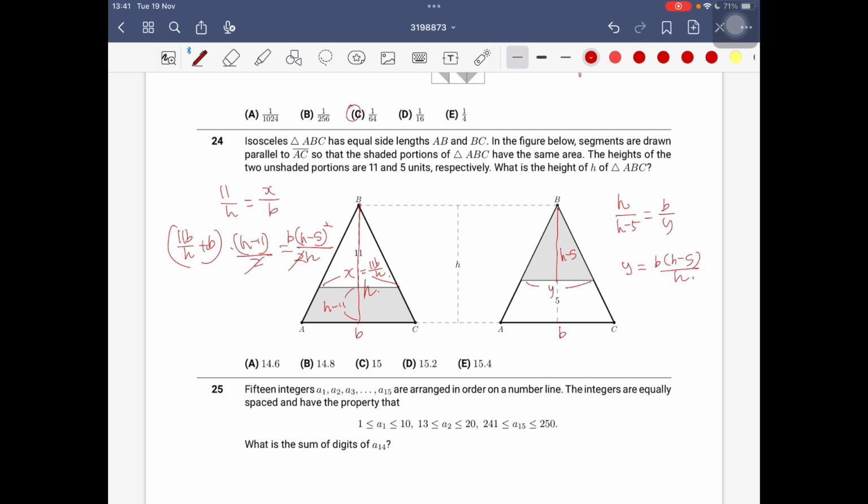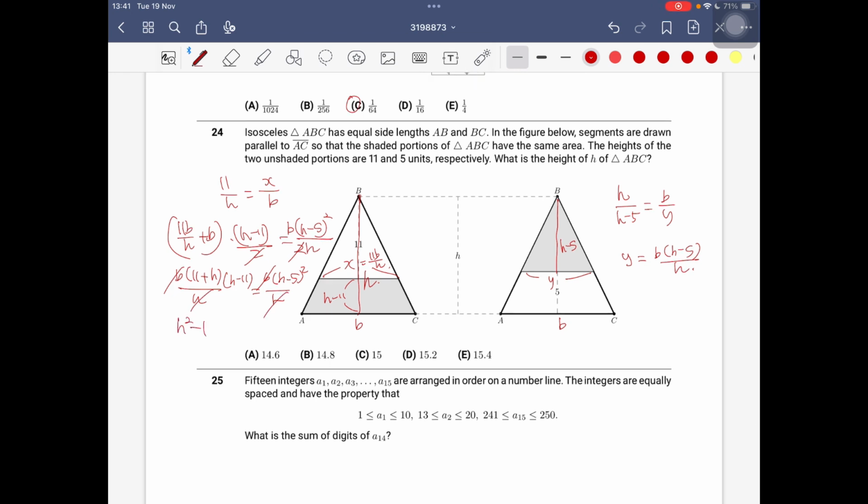Actually, we can remove b, h, b. 11 plus h minus 11, okay, equals h minus 5 squared. So h squared minus 121 becomes h squared minus 10h plus 25. So 10h becomes 146. H becomes 14.6.